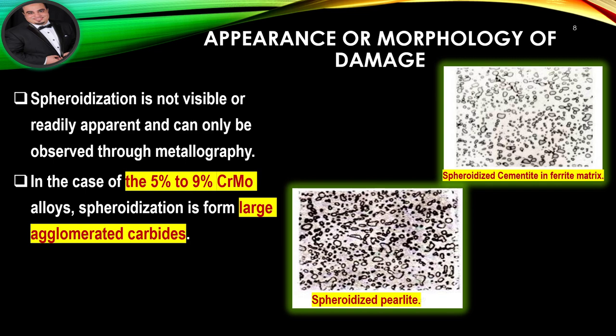Appearance or morphology of damage. Spheroidization is not visible or readily apparent and can only be observed through metallography. In the case of the 5% to 9% chromium molybdenum alloys, spheroidization forms large agglomerated carbides. Example of the spheroidization as shown in metallography images.